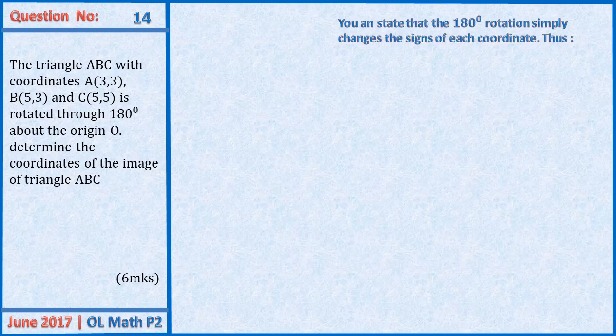You can state rather that a 180 degrees rotation simply changes the signs of each coordinate. When you rotate through an angle of 180 degrees, it means you change the sign in front of each coordinate, because that is what the rotation matrix will do. So in this case, the first point A(3, 3) will be mapped onto (-3, -3), which is A prime, the image.